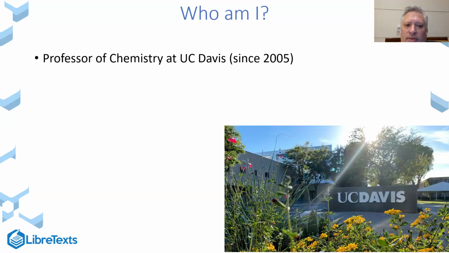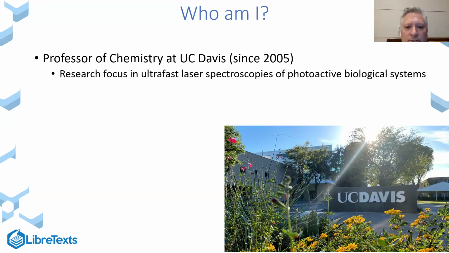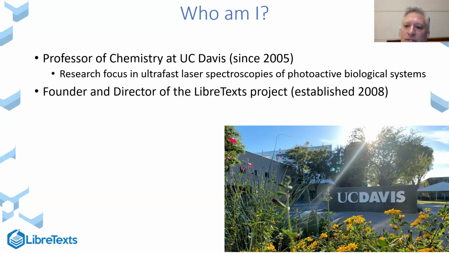So who am I? Well, I mentioned before, I'm a professor of chemistry at the University of California, Davis. I've been there since 2005. My research focuses on ultrafast laser spectroscopy of photoactive biological systems. Basically, I shoot laser pulses into proteins, watch them scream, and from that, identify how they operate. However, that's not what we're interested in talking about here. I'm the founder and director of the Libretext project. It was established in 2008, so it's 16 plus years old right now, so it's a fairly mature OER project.